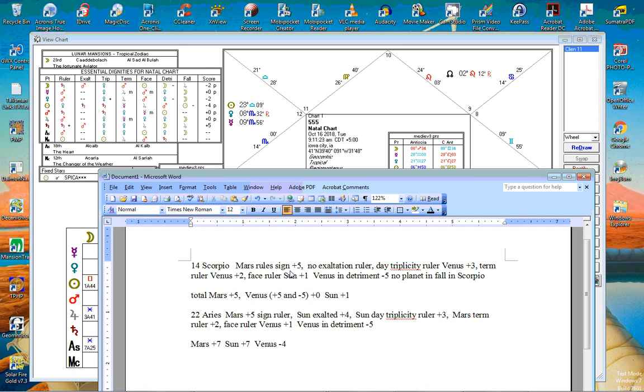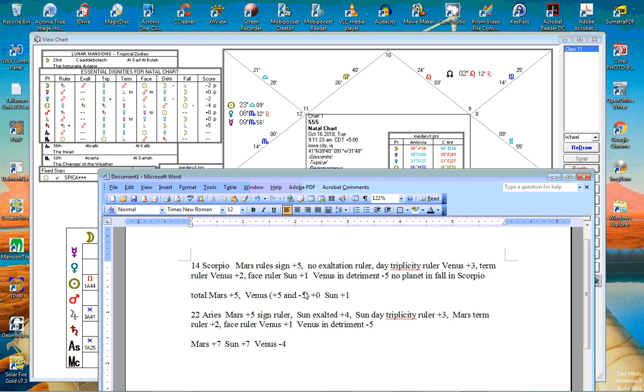So then what we do is we add these scores up for each planet. Okay, we don't add different planet scores together. We just look at one particular planet and see what its dignity or debility is. So Mars only rules a sign and has no other dignity or debility. He's +5, so you can see that.